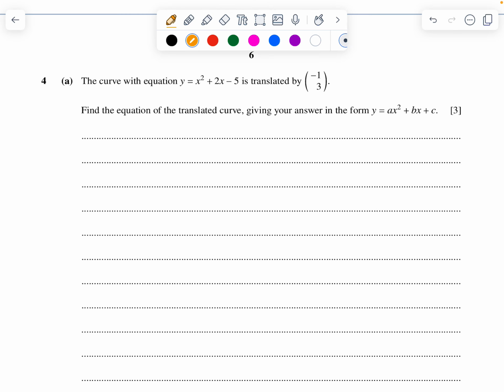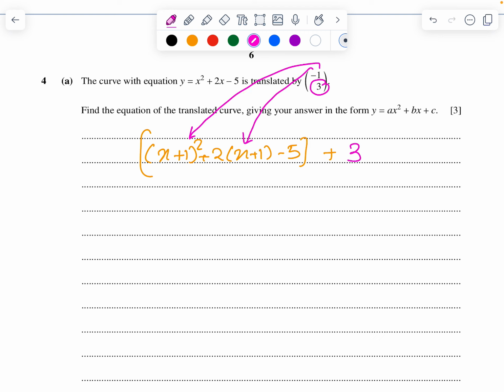Question number 4. The curve, as an equation, is translated by minus 1 comma 3. Find the equation of the translated curve. So x becomes x minus of minus 1, x plus 1. Wherever x is there, I am going to write x plus 1. Then the entire equation is again shifted by 3. Because of this minus 1, x becomes x plus 1. Then again this 3 becomes plus 3. So simplify that, it becomes x squared plus 2x plus 1 plus 2x plus 2 minus 5 plus 3. This gives me x squared plus 4x plus 1.